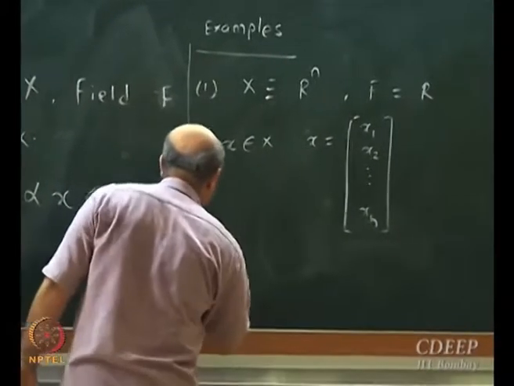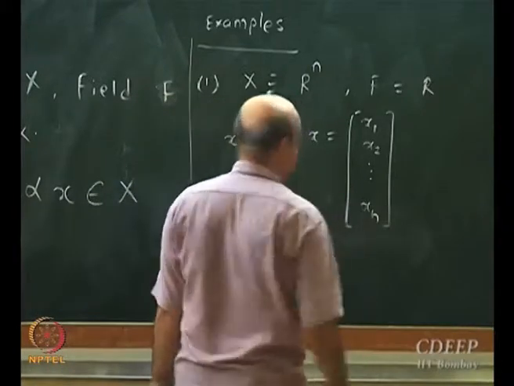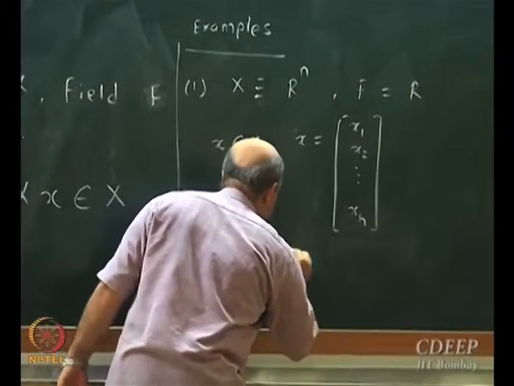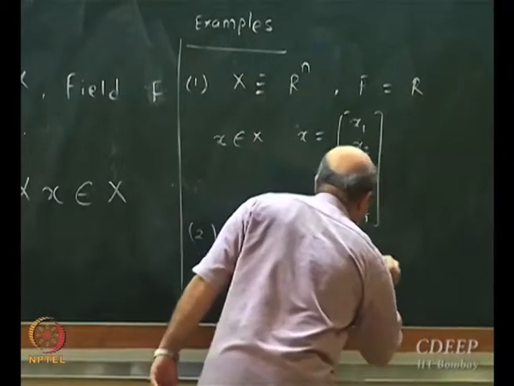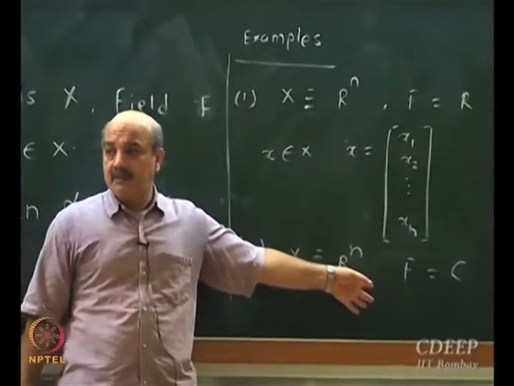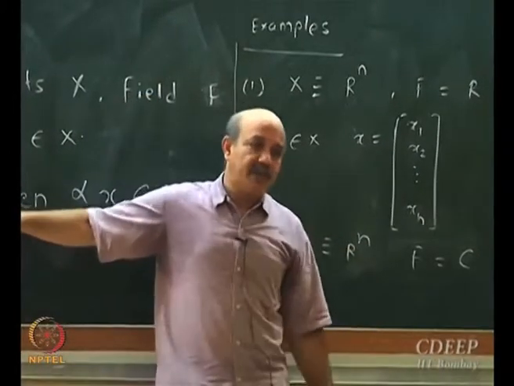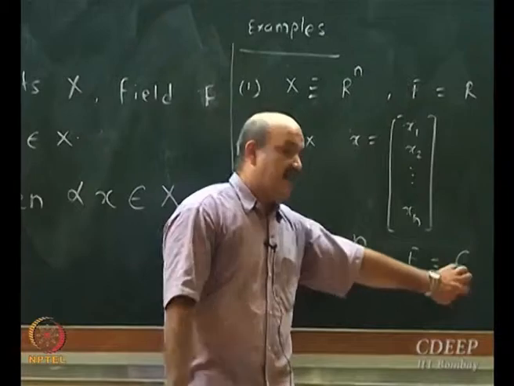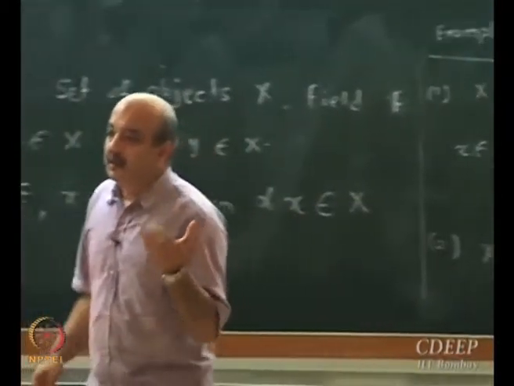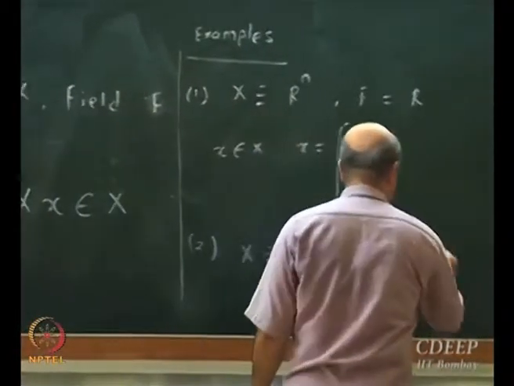Well, an example that would tell you which combination will not be a vector space. See, for example, if I take X to be Rn and F to be C, set of complex numbers, will this form a vector space? Why? C into Rn. The scalar multiplication will break down. If I take a scalar which is complex multiplied to a vector which is real valued, I will not get an element from X. So this is not a vector space.